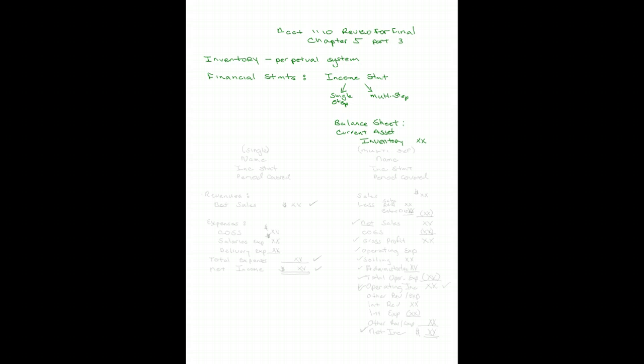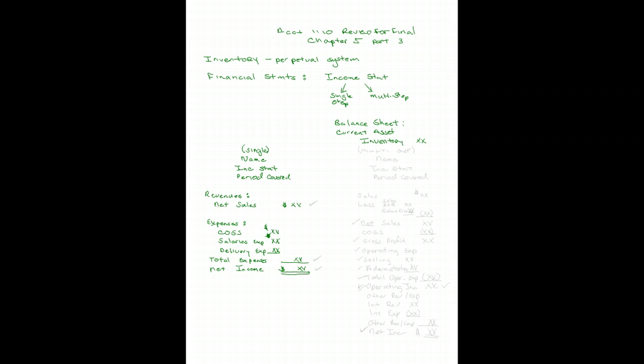The income statement can be done under two formats. Either way, you're going to have your name of the business, the fact that it's an income statement, and the period covered. Forgot how to spell period. I need more coffee. And the first one I'm going to show you will be a single step, and you'll see how it gets its name.